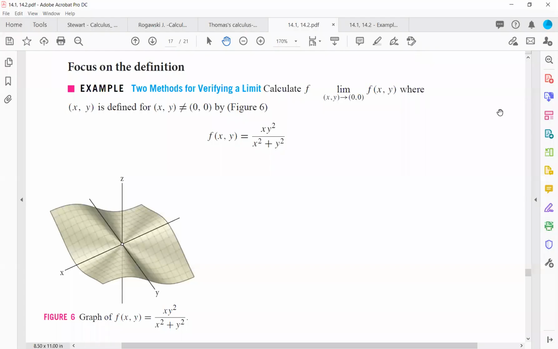Let us go over another example. Here you have your function f of x and y equal to x y squared divided by x squared plus y squared. And since 0 and 0 makes the denominator 0, we have to exclude that from the domain. As you can see here, you have a hole in the graph of the function. So what's the limit of this function when x and y are getting closer and closer to the origin? Please pause the video, think about this question, then we go over the solution together.